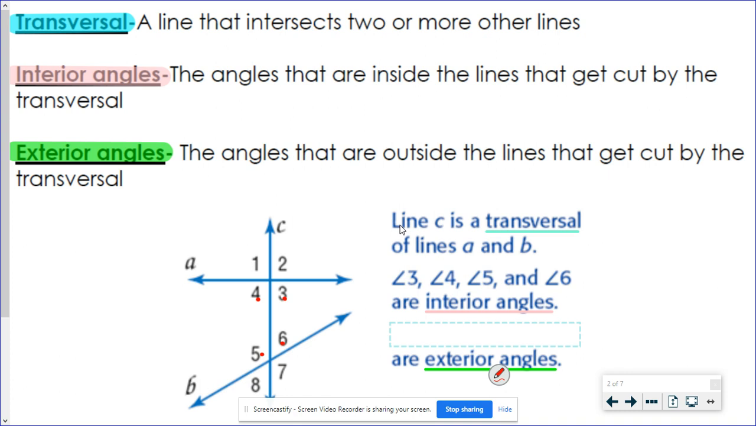So then obviously the other ones are going to be the exterior angles, the ones that are on the outside of those two lines that we're getting intersected. So the exterior angles for this, that'll be 1 and 2, 7 and 8. They're outside of those two lines.